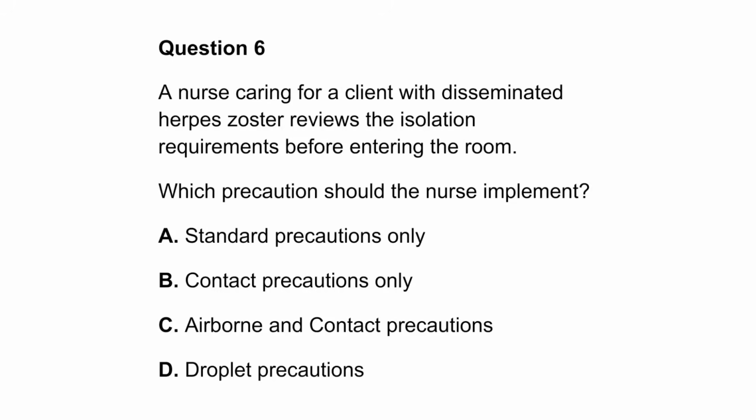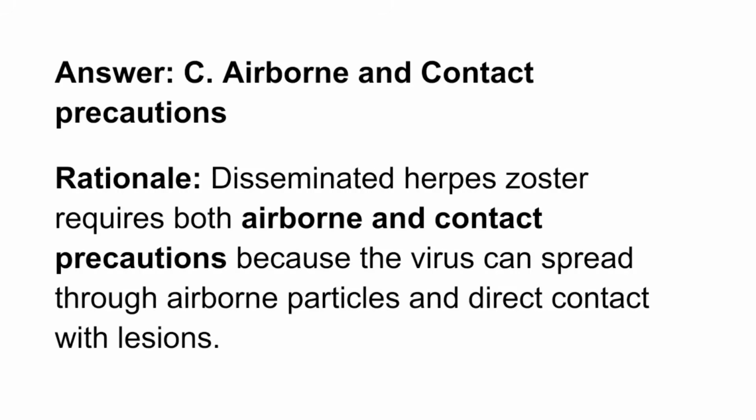Question 6. A nurse caring for a client with disseminated herpes zoster reviews the isolation requirements before entering the room. Which precaution should the nurse implement? A. Standard precautions only. B. Contact precautions only. C. Airborne and contact precautions. D. Droplet precautions. Answer: C. Airborne and contact precautions. Rationale: disseminated herpes zoster requires both airborne and contact precautions because the virus can spread through airborne particles and direct contact with lesions.